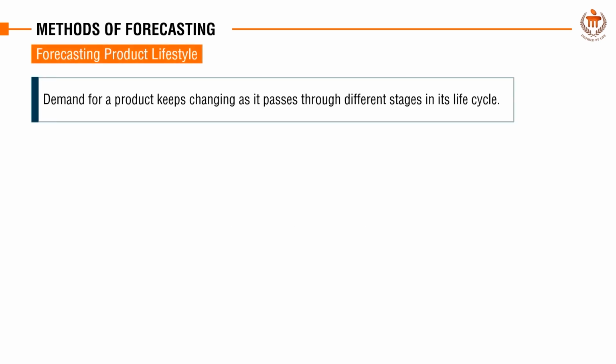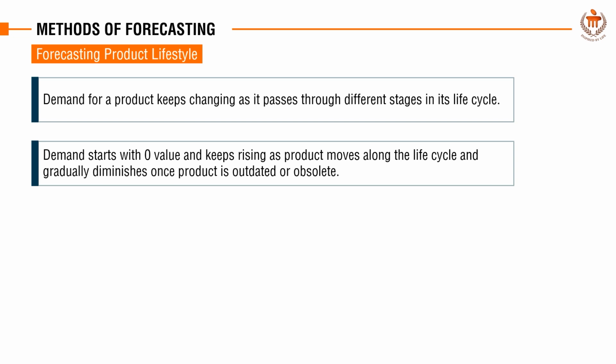Forecasting product life cycle is essential for understanding how demand fluctuates as a product progresses through its various stages. Initially, demand for a new product typically starts at zero, gradually increasing as the product gains market acceptance and awareness. As the product matures, demand may peak before eventually declining as the product becomes outdated or obsolete.